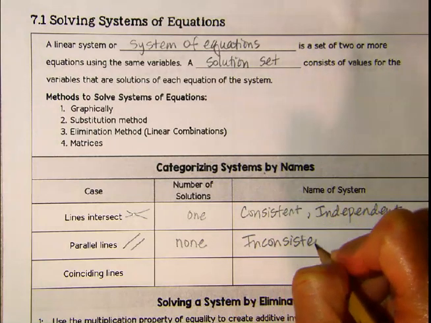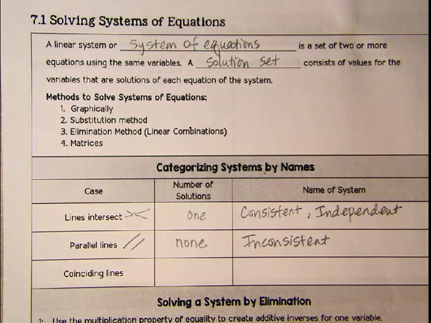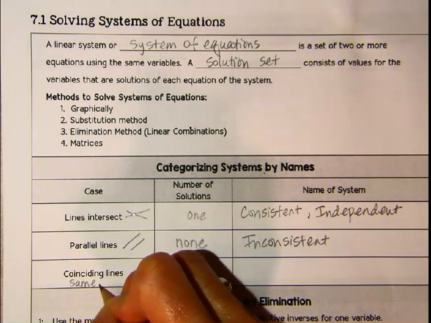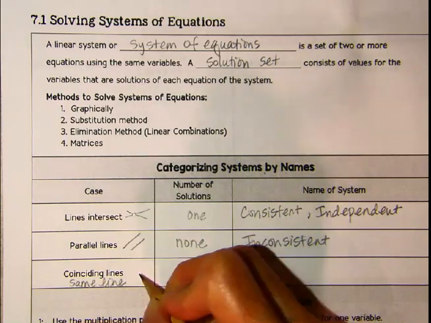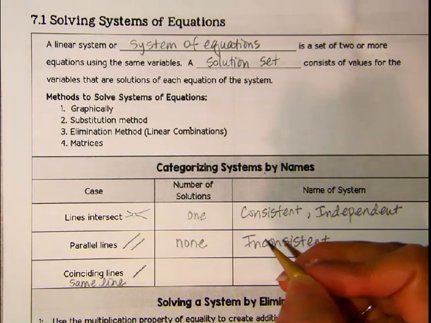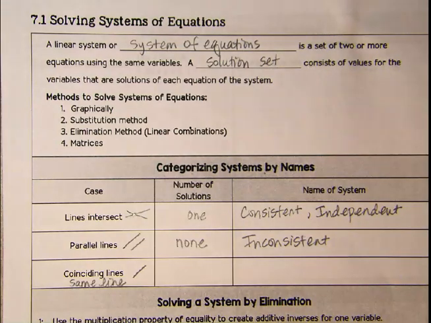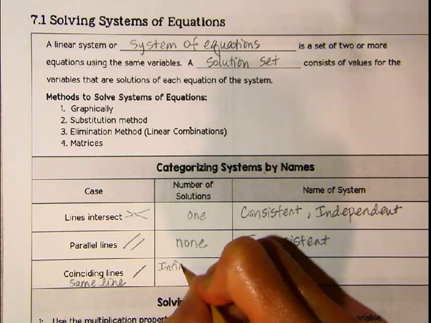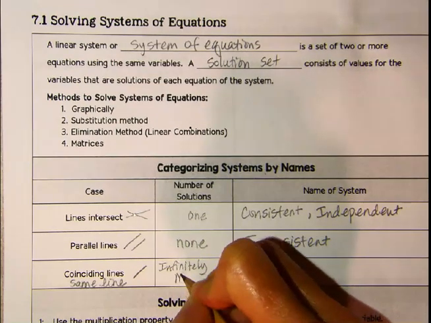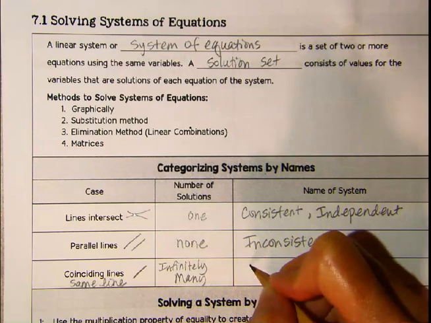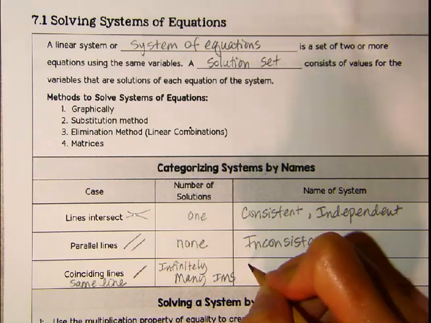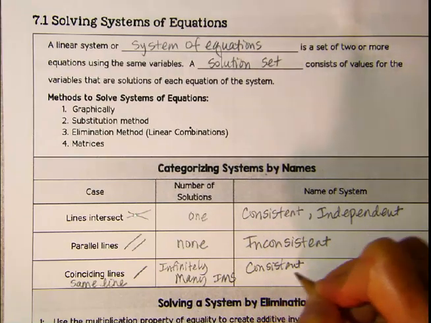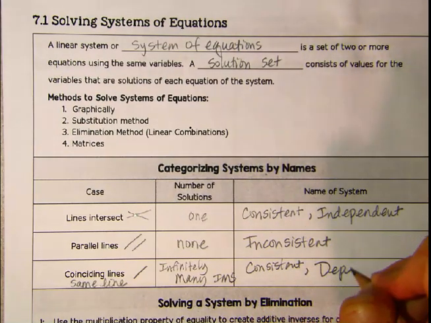So there's no solution. Coinciding lines, I don't know if you've heard that word before. That just means the same line. If you graph it, you actually end up with one line because it's the same equation, just written in a different form. That means there are infinitely many solutions. Sometimes you see it written as IMS. I write that a lot because I don't like to write a lot. This one is consistent and dependent.